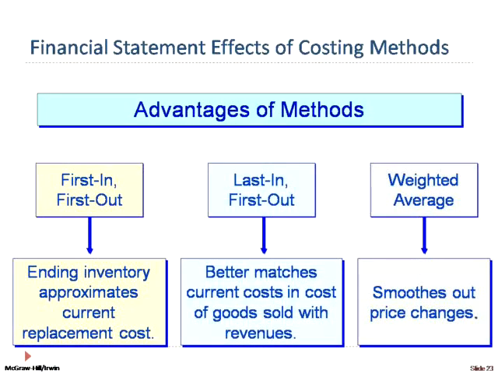An advantage of weighted average is that it smooths out peaks and valleys in price changes that may occur during the period. First in, first out does a great job of valuing ending inventory at an approximate replacement cost. This is because first in, first out uses the most recent costs to value ending inventory. Last in, first out does a great job of matching current costs in cost of goods sold with current revenues. This is because last in, first out uses the most recent costs to determine cost of goods sold.